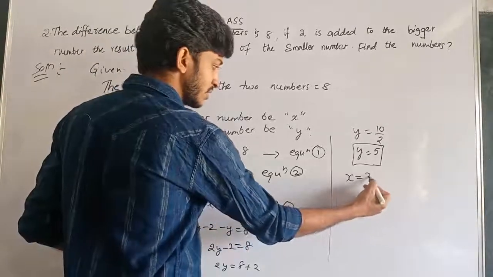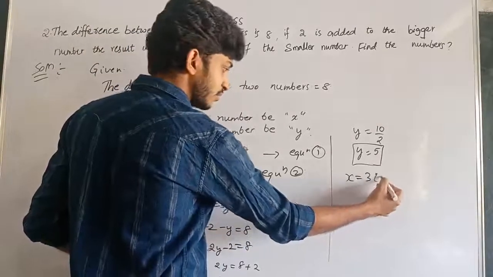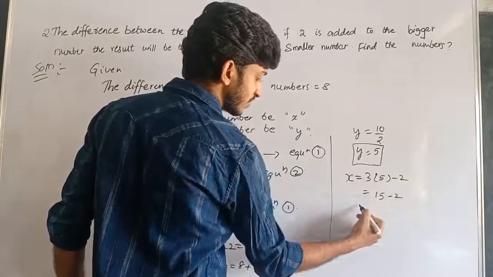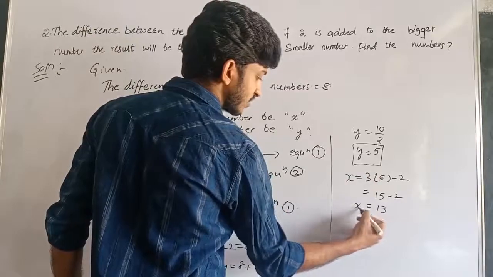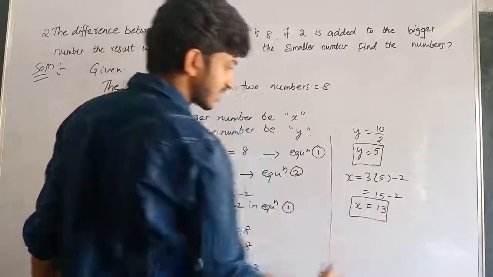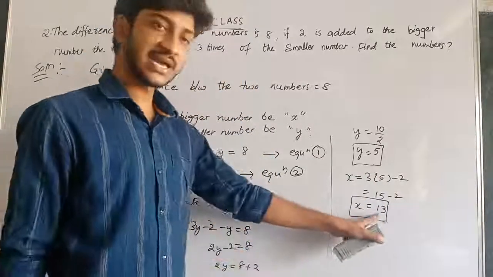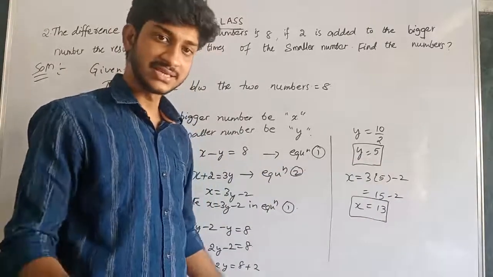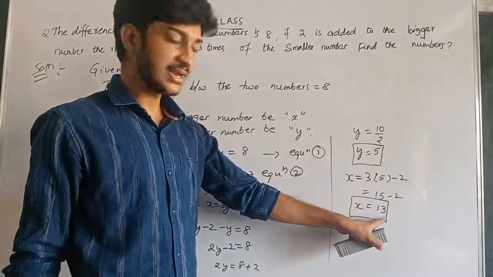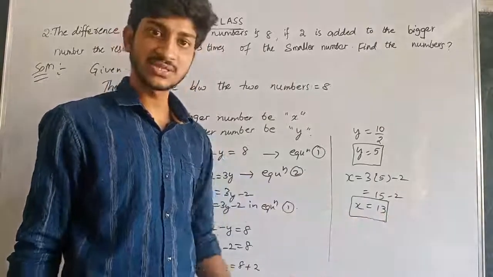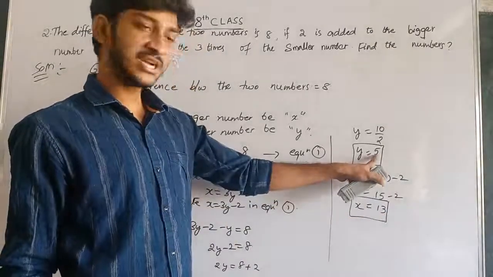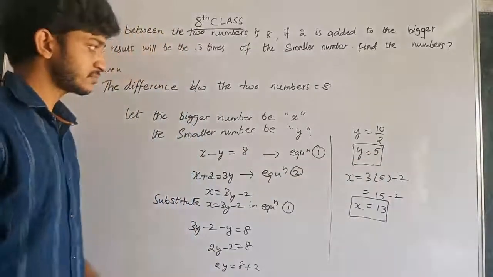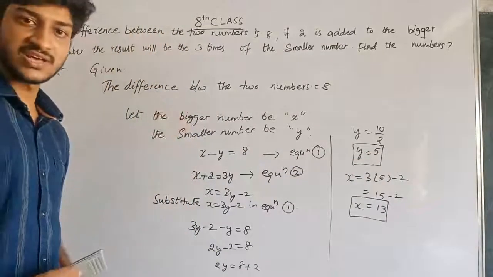x equals 3 into 5 minus 2. 3 fives are 15, 15 minus 2 equals 13, so x equals 13. So these are the two numbers. First number 13, second number 5. 13 minus 5 gives the answer 8. If 2 is added, 13 plus 2 is how much? 15. 15 is equal to 3 times this number, 3 fives are 15. So this is the solution for this problem.